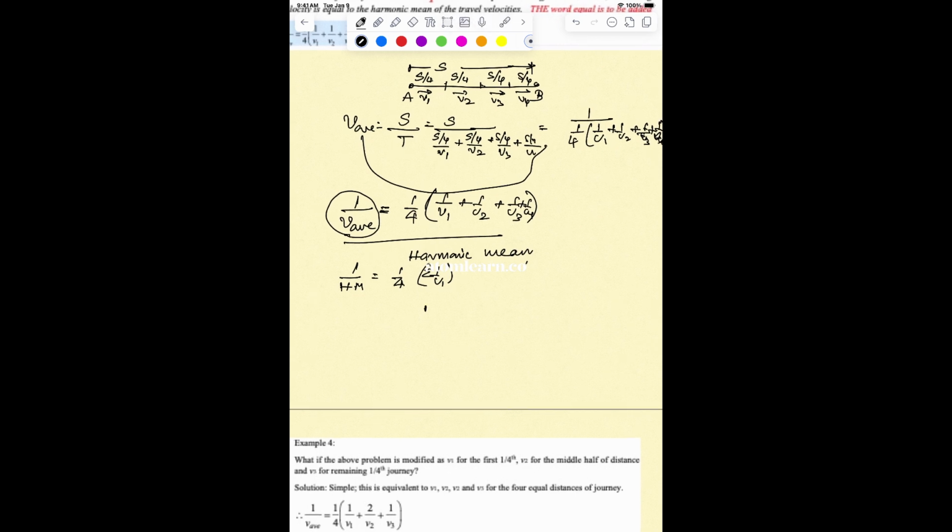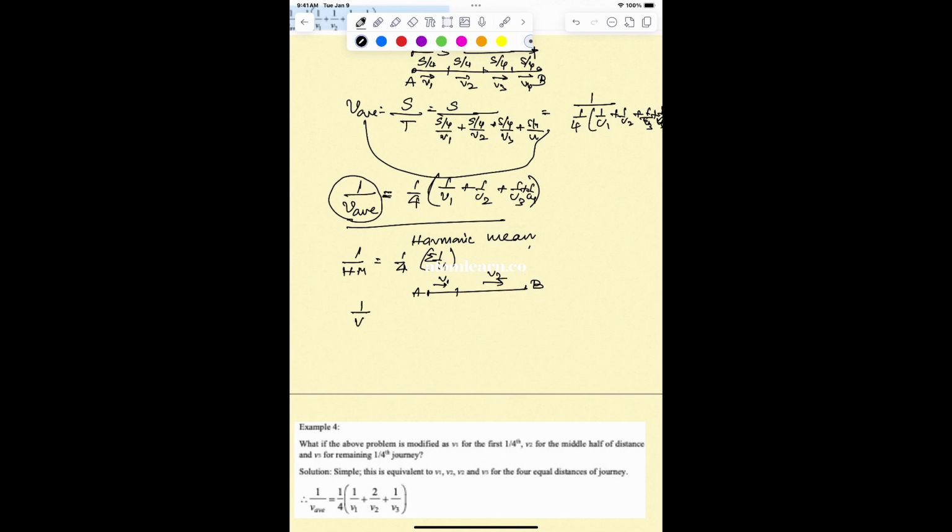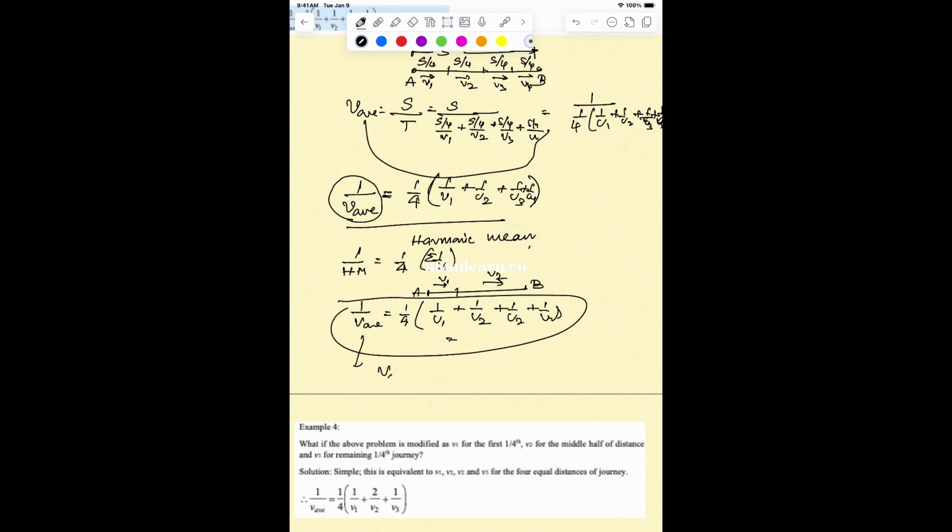Supposing now it's like this. Distance AB is a journey, and for the first 1/4 it is traveling with velocity v1, and then the balance 3/4 is traveling with velocity v2. Then what about the average velocity? It is nothing but 1 by v average equal to the average of 4 parts. Only thing is here the first part is v1, then the second part is v2, the third part also is v2, the fourth also is v2. Therefore this can be written as, this is the average velocity. Now remember, don't forget to take the reciprocal finally in order to get the result: v average is equal to the reciprocal of whatever you are getting right now.